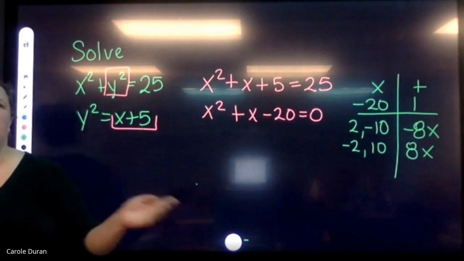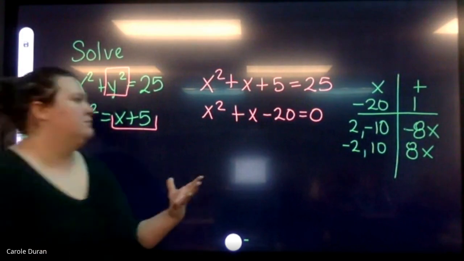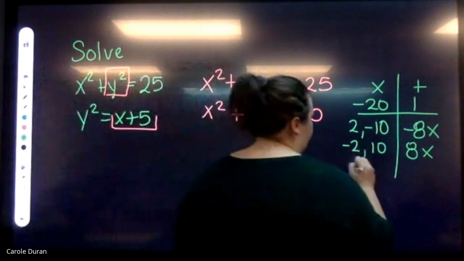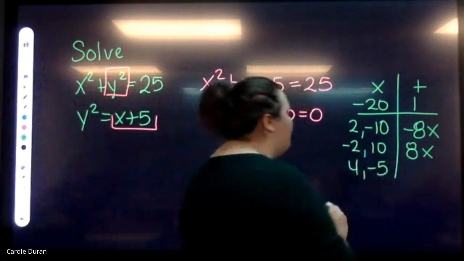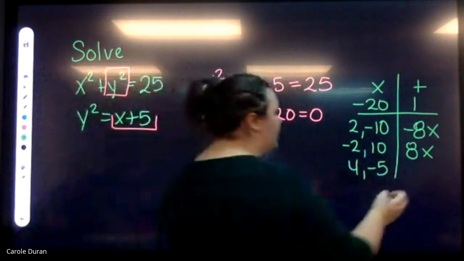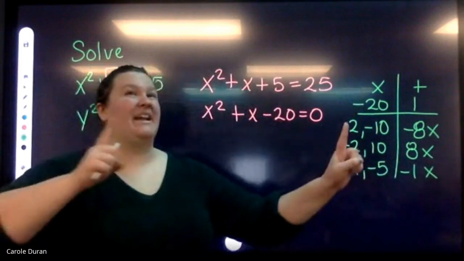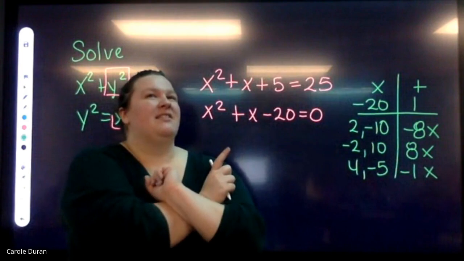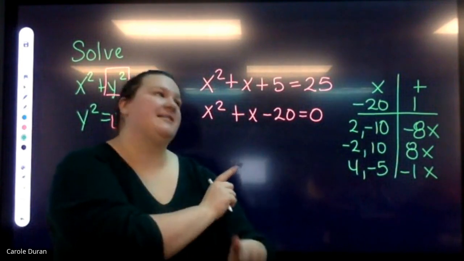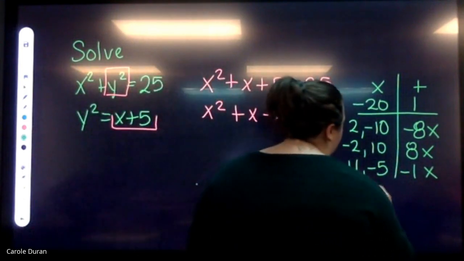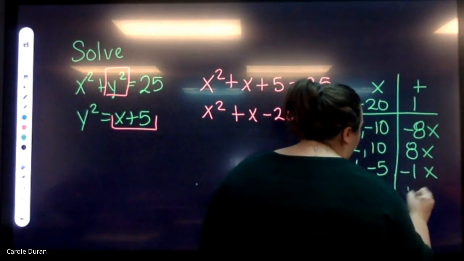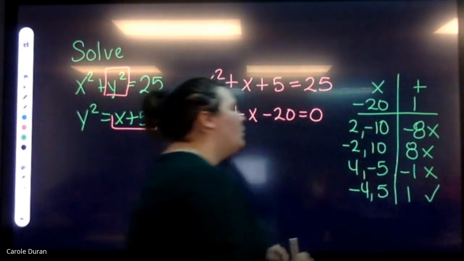Not going to work. So then I move to negative 20 divided by 4. What is it? 5. So I have 4 and negative 5. That adds up to a negative 1. Is that what I'm looking for? So we're close. But if I flip the signs, that negative 1 is going to turn into a positive 1, which is what I'm looking for. So that negative 4 and 5 adds up to a positive 1, which is what I wanted.